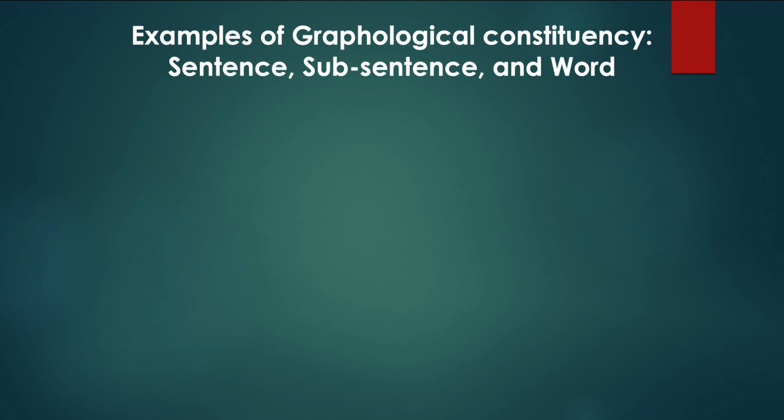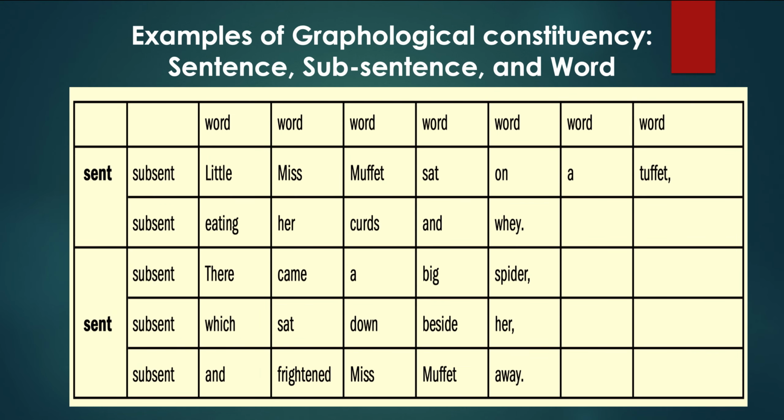Now we move on to the table where we have the examples of graphological constituency: sentence, subsentence and word. Look, we have the sentence and we have the subsentence and we have the word categories, and the example is: Little Miss Muffet sat on a tuffet eating her curds and whey. There came a bigger spider which sat down beside her and frightened Miss Muffet away.